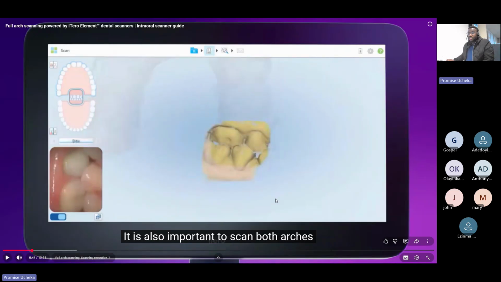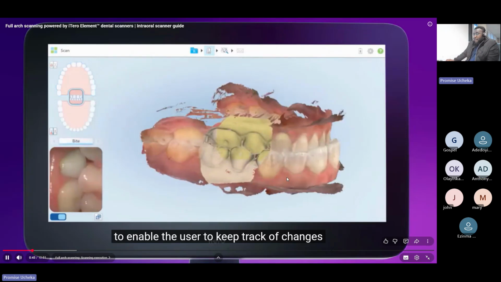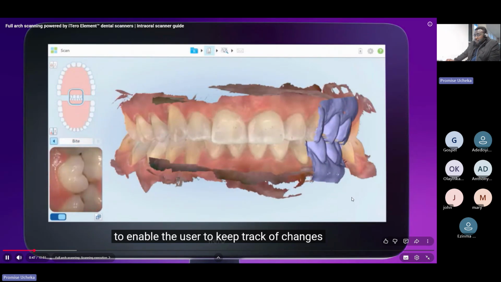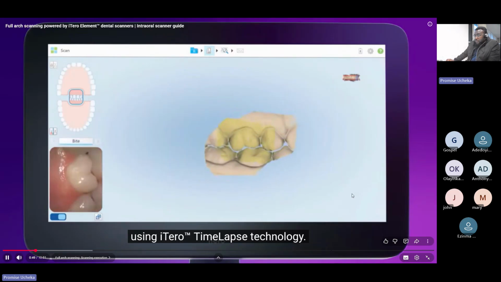So the person that asked that question, did you notice when they returned back to capture areas that were missed? Yes, I noticed it. To enable the user to keep track of changes using the iTero time-lapse technology.